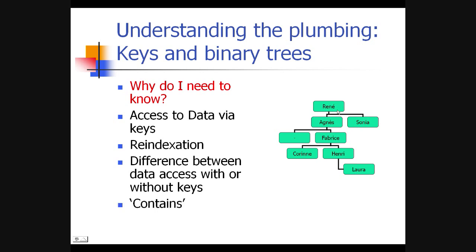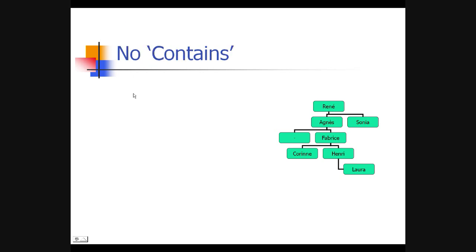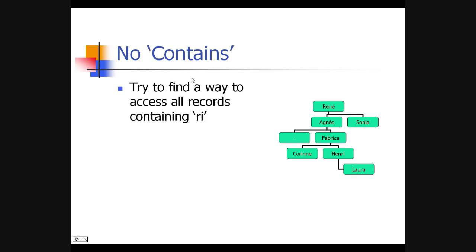And finally, it also explains why I insist so much on the contains condition. It's very easy. You can see here that you can find information that is before or after this information, but you don't have anything for contains. In more detail, let's have a look why you should never use contains in a condition. Let's try to find a way to access all the records containing RI.